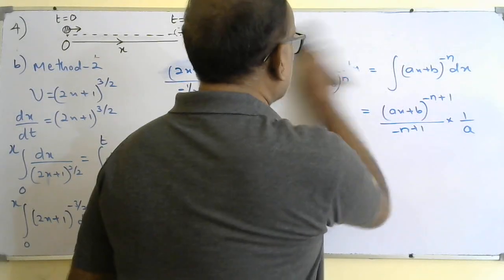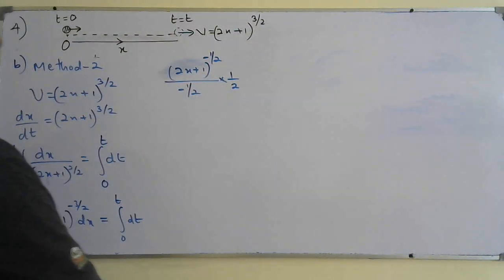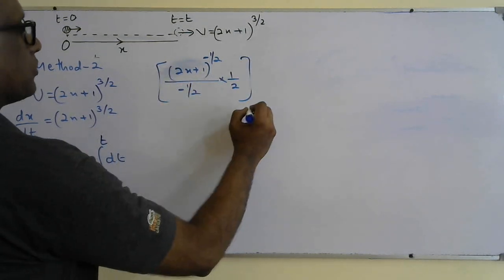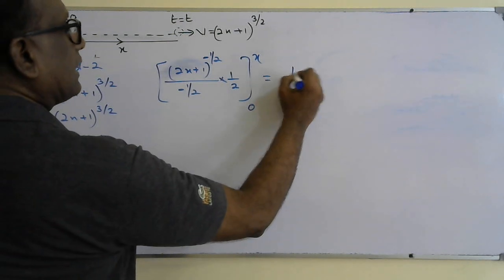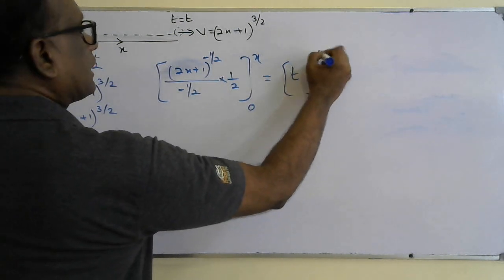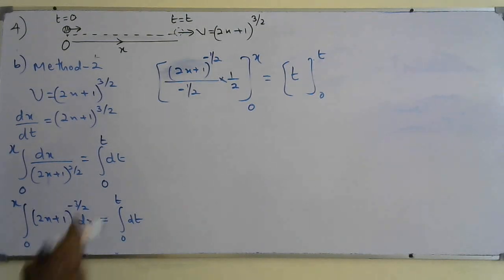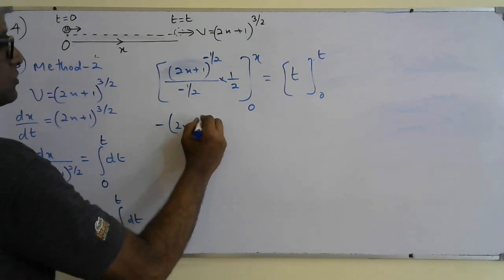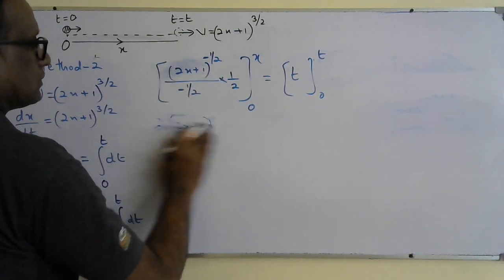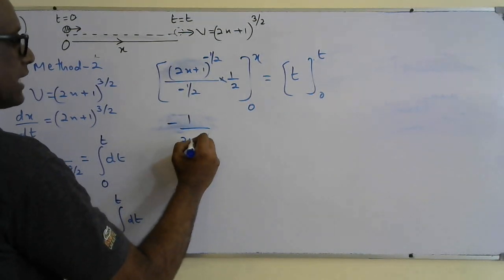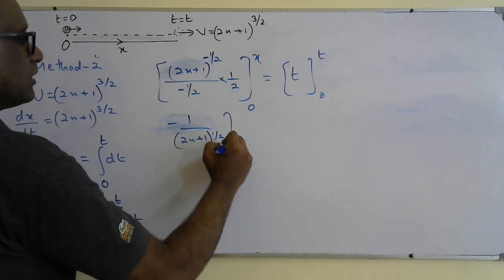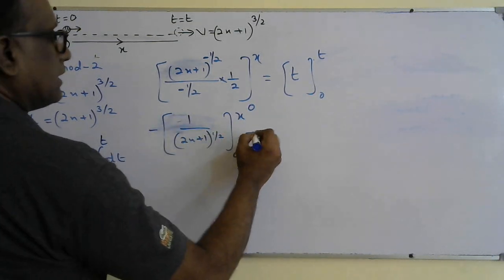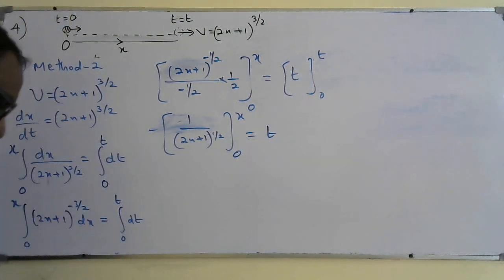Into half, yes. The limits will be 0 to x is equal to t, 0 to t. Okay, so these two halves get cancelled. So there is a minus sign, minus 1 over 2x plus 1 to the power of half. The limits 0 to x, minus here is equal to t minus 0. So that's going to be t here.